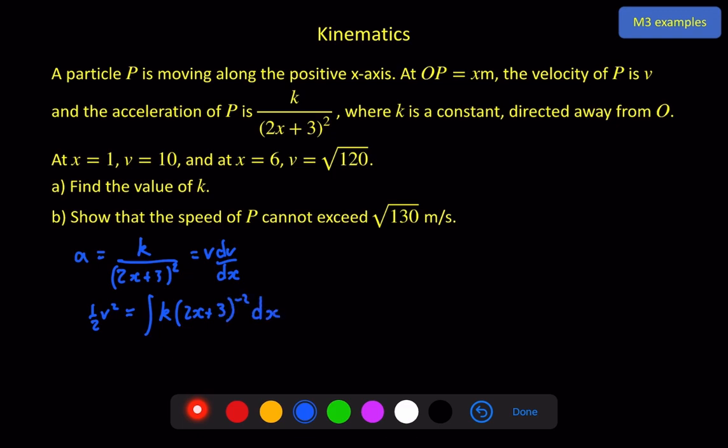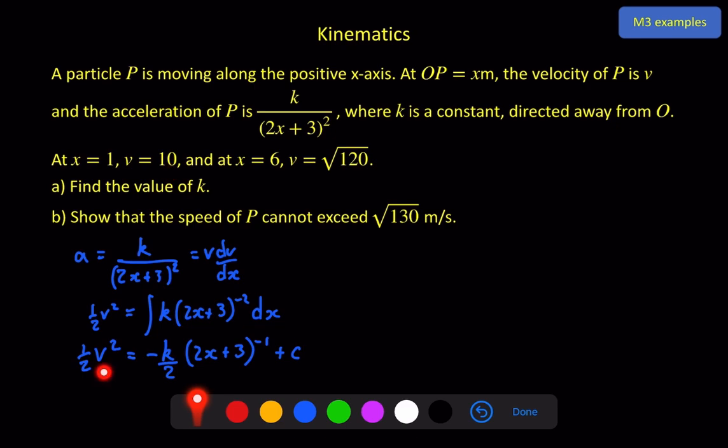That's a linear expression, so I can just raise the power of the bracket by 1 and divide, so we get minus k, but I also need to divide by the differential of the expression inside the bracket, so that's 2. x plus 3 to the minus 1 plus c, half v squared. So I've got two things I don't know, but I've got two sets of boundary conditions. So we're going to put them both in, simultaneous equations, find our two unknowns.